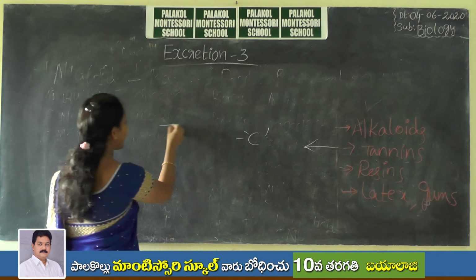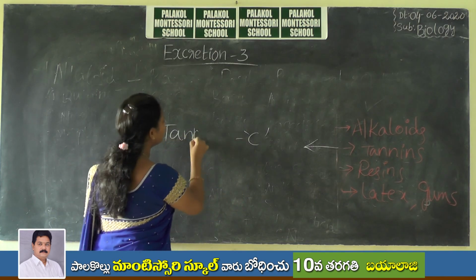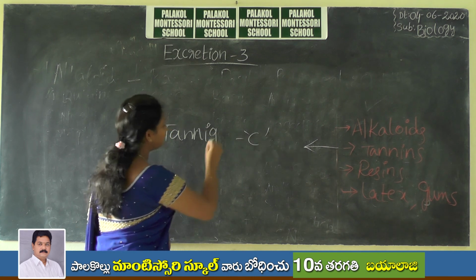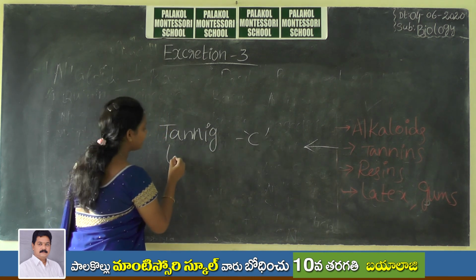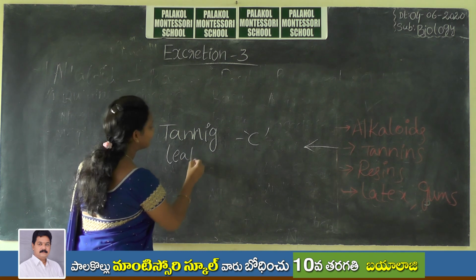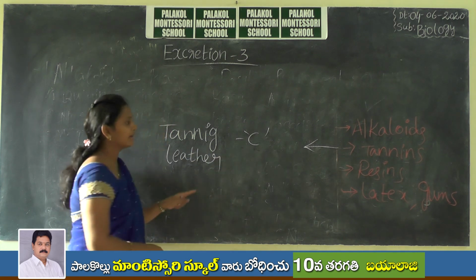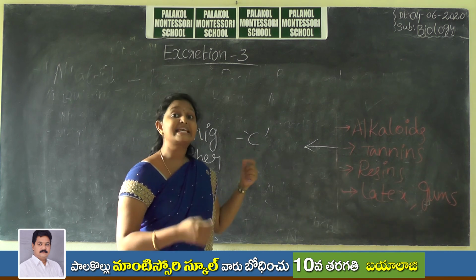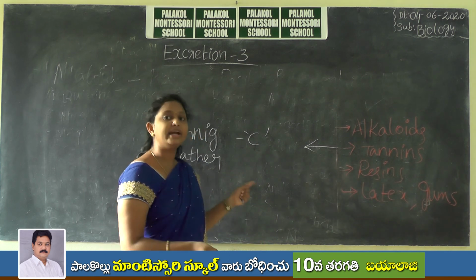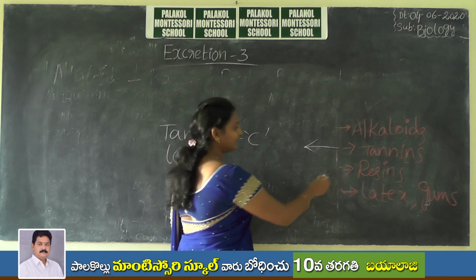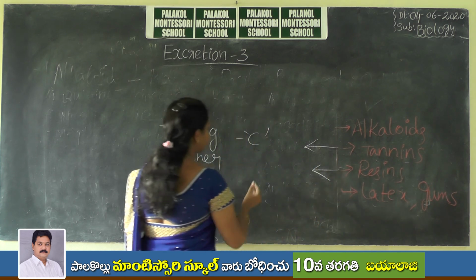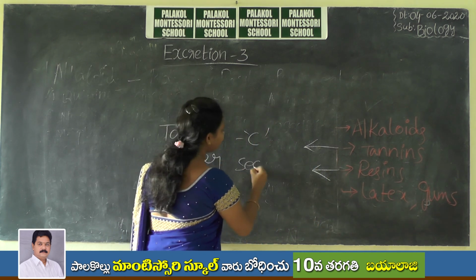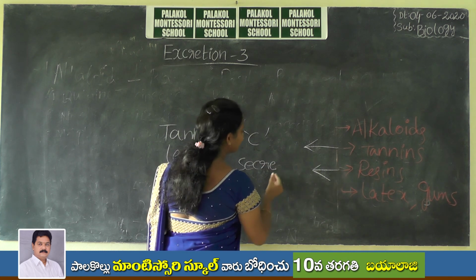Okay, tanning process, that means purification of skins of animals to form leather. These are the chemicals useful in the cleaning process of skins of animals, to form leather in the leather industry. Resins are secretions of plant body, especially from bark.